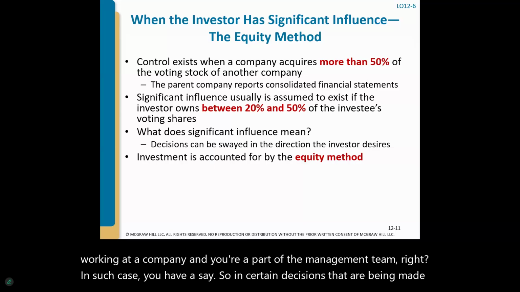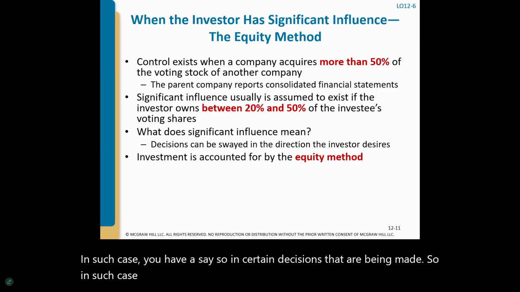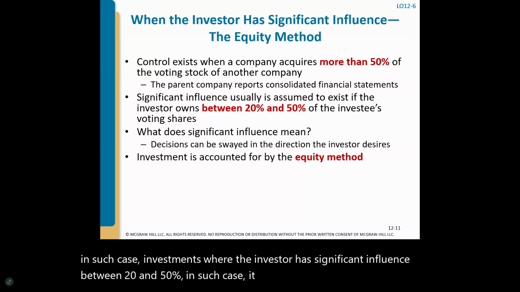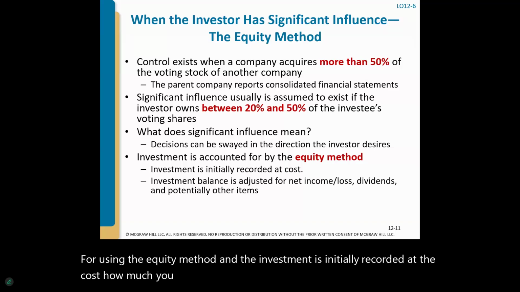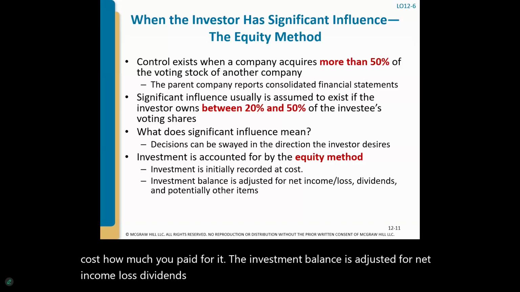So in such case, investments where the investor has significant influence, between 20 and 50%, are accounted for using the equity method. The investment is initially recorded at cost, how much you paid for it. The investment balance is adjusted for net income, loss, dividends, and potentially other items.